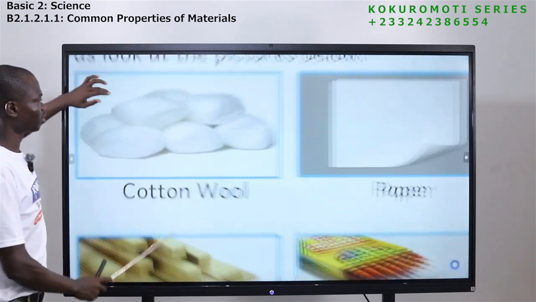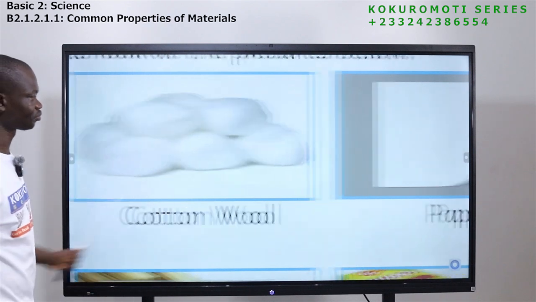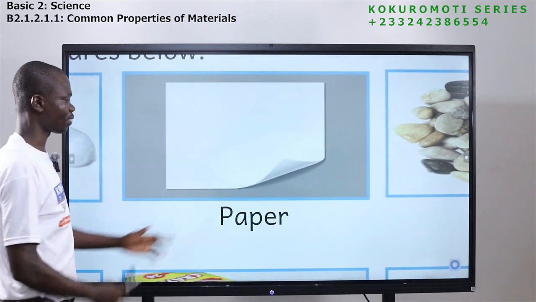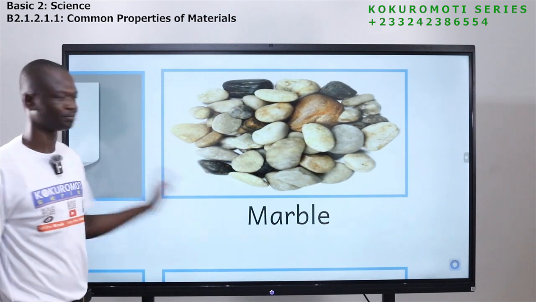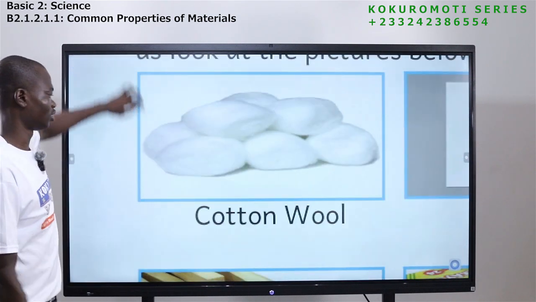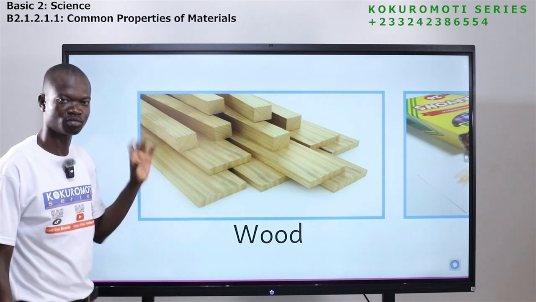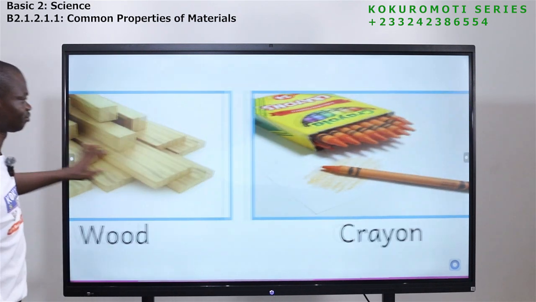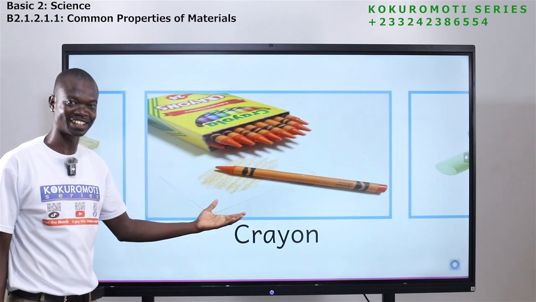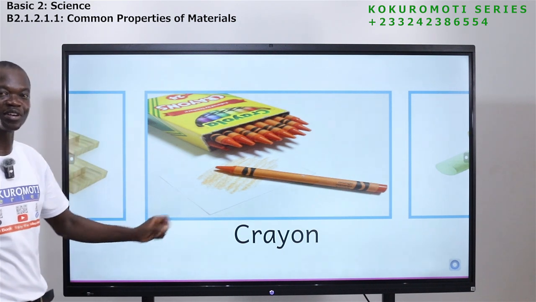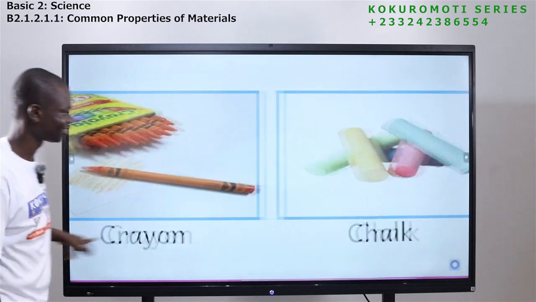So, we are looking at the pictures. This is cotton wool. We have paper here. This is paper. We have marble. Look at the pictures well. What picture is this? Wood. Very good. What about this? You've been using this in the classroom, right? For drawing? For coloring? I understand. So this is crayon.